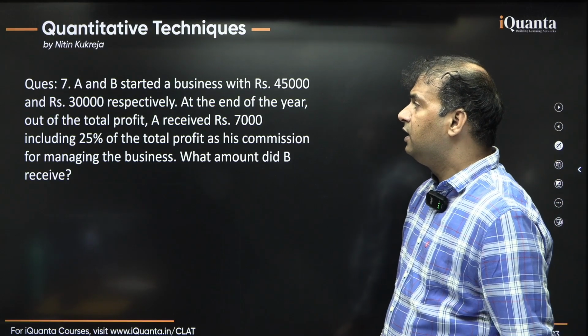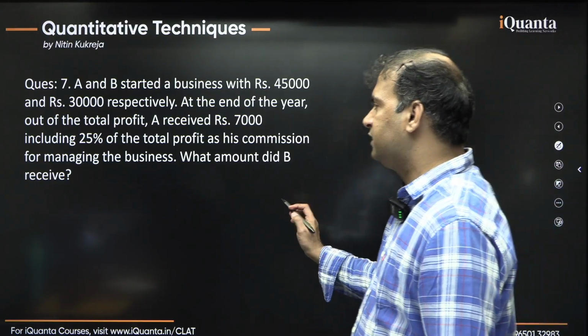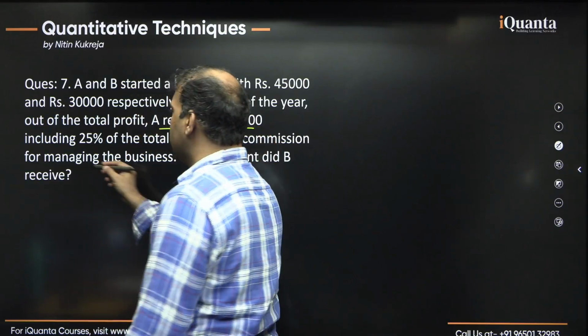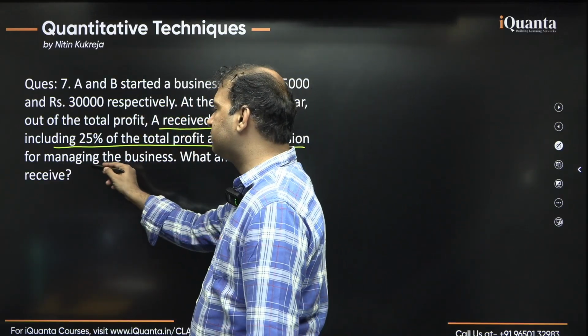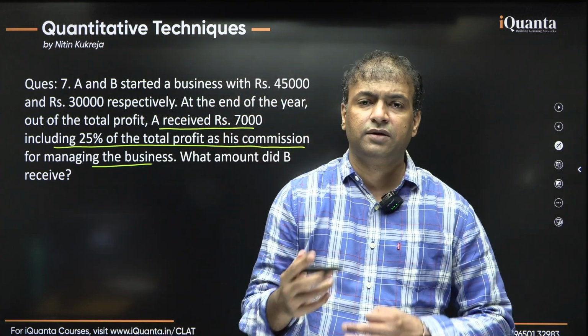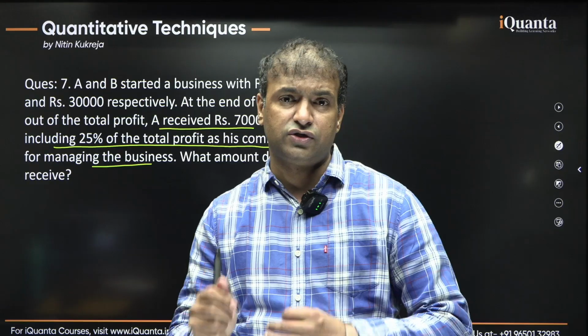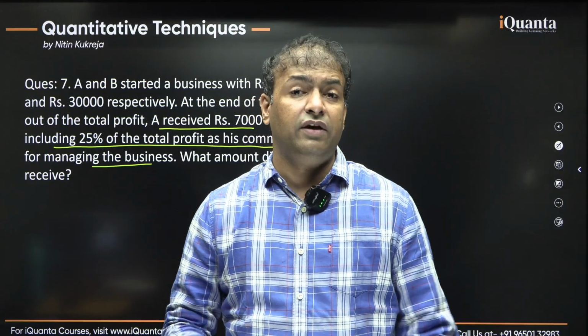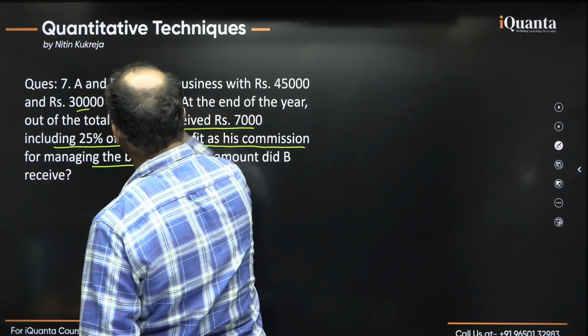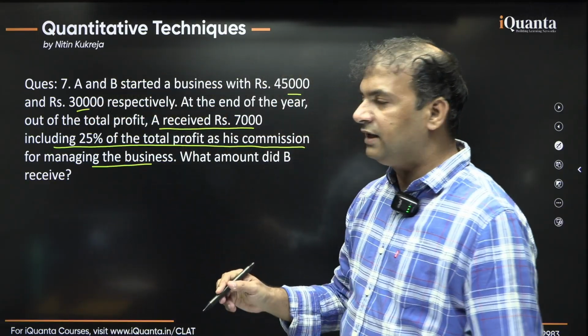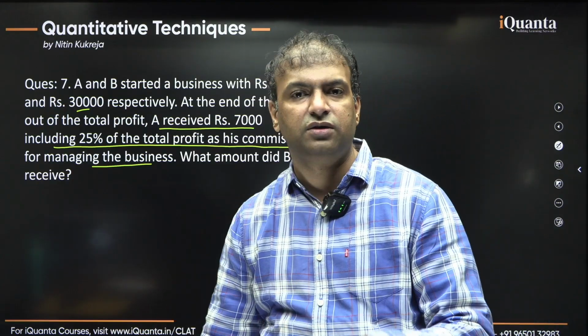So, what is happening here, guys? A received rupees 7,000, including 25% of the total profit as his commission for managing the business. So, as I said, the managing partner gets some extra money because of managing the business, right? He will be getting money because of investment as well. Remember, B has invested as well. Both have invested. But he will get some money because of managing the business as well.